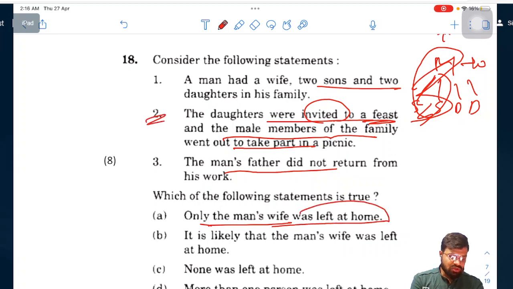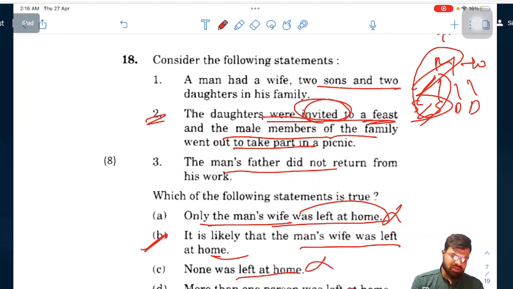See, in this case, the daughters were invited to a feast. It is not mentioned that they went to the feast. So the second statement is quite dicey. They can be left at home. It is likely that the man's wife was left at home. This can be true because there is no mention of her going outside. So this can be true. None was left at home: not right. More than one person was left at home.